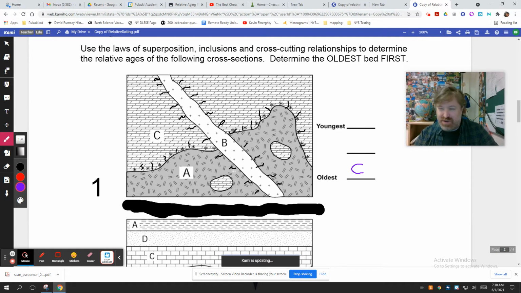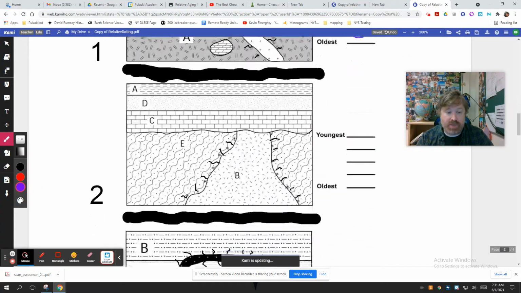Another, and I didn't really do this in the notes, is this idea of inclusions. If A melted its way in, but broke a couple pieces of C off into it, again, C must have existed at the time. Okay. Next, A. And last, B. And I know that because B cuts across A and does that contact metamorphism in A. So A had to exist. Cross-cutting relationships.